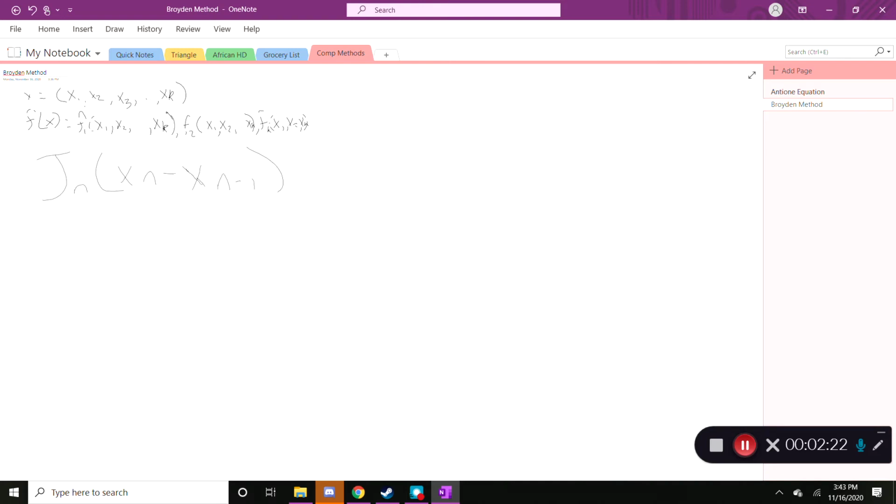rough handwriting. Okay, so now that we have this Jacobian function, we want to approximate it to one of our functions. So we're going to say that our Jacobian as a function of xn minus xn minus 1 is approximately equal to our function of x at n minus the function of x at n minus 1, essentially creating the iterative index for our Jacobian.